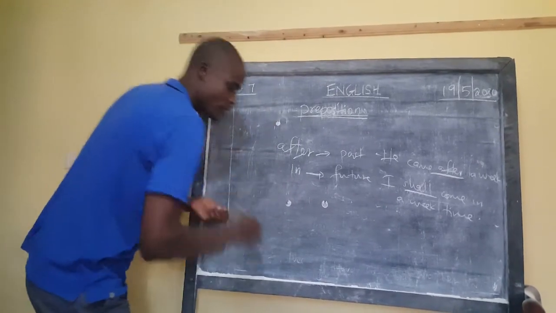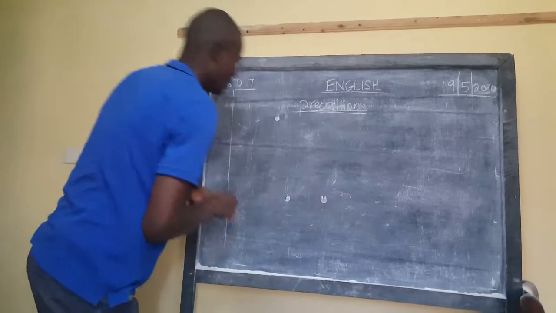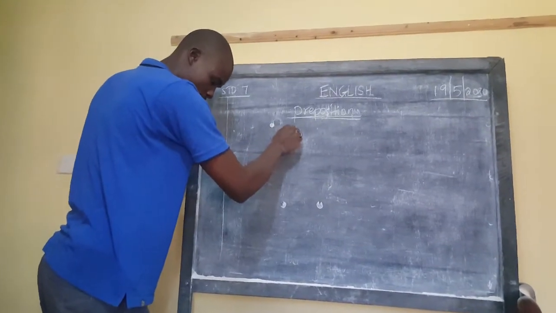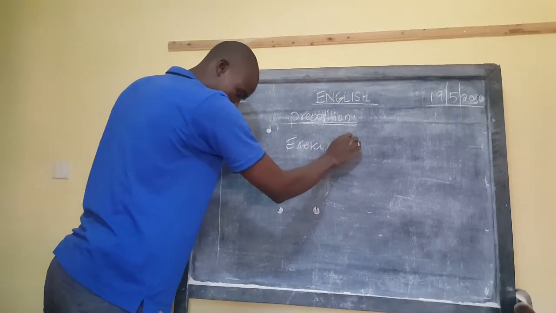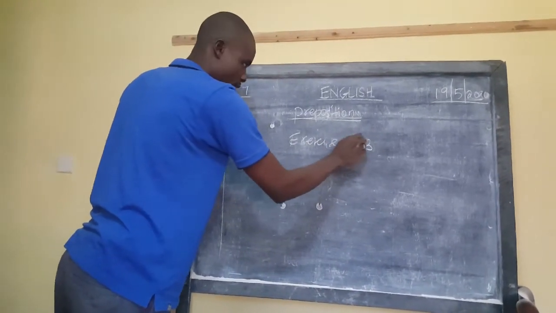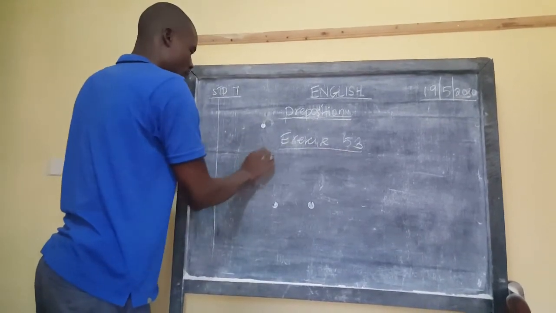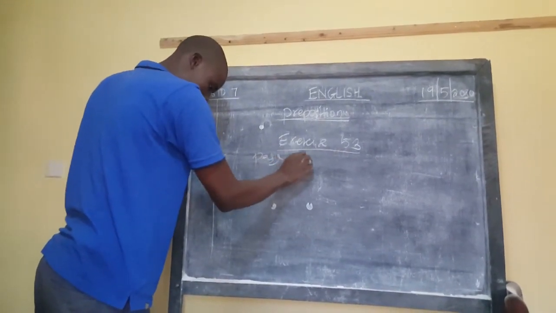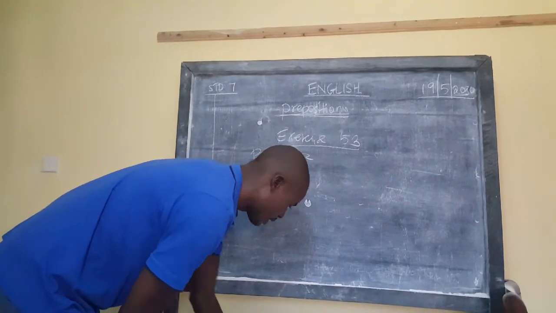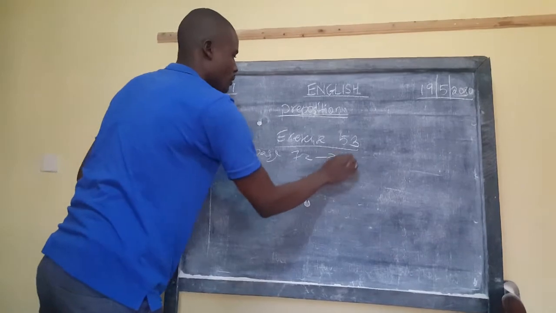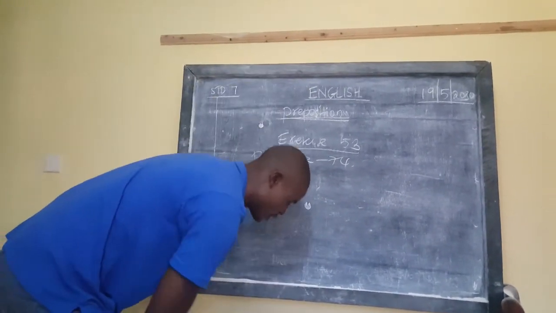Just look at a few examples here given in the work I want to give you. The work I want to give you today, that is exercise 53, that is page 72 up to 74. So a bit big exercise, but we'll just look at some few examples here.